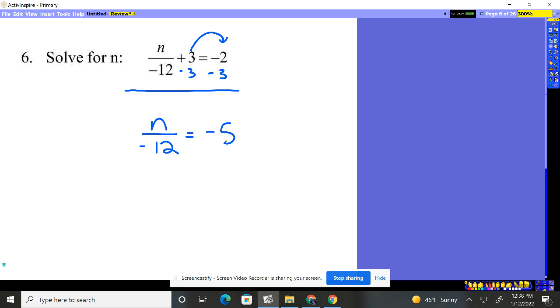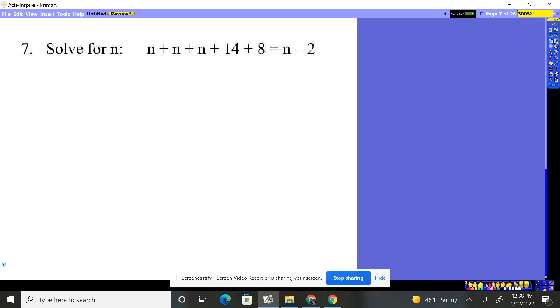How do we now undo dividing by -12? We're going to multiply both sides by -12. That goes away here. We're left with n equals negative times negative is positive, and we get positive 60 for number 6.